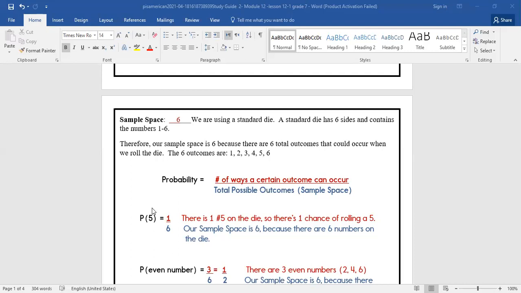What is the probability of an even number? 3 over 6, and 3 over 6 is 1 over 2. Exactly.